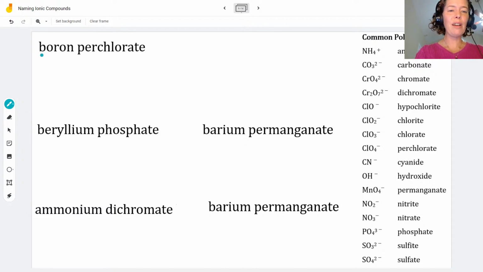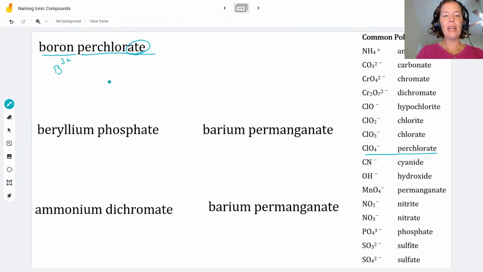Okay, so we've got 5 more examples here. Boron perchlorate. Let's find boron. So boron is atomic number, what is atomic number? Atomic number 5. When it has a charge of +3. Okay, that's our cation. Our anion is perchlorate. Again, ATE. Let's go check our polyatomic ion list.